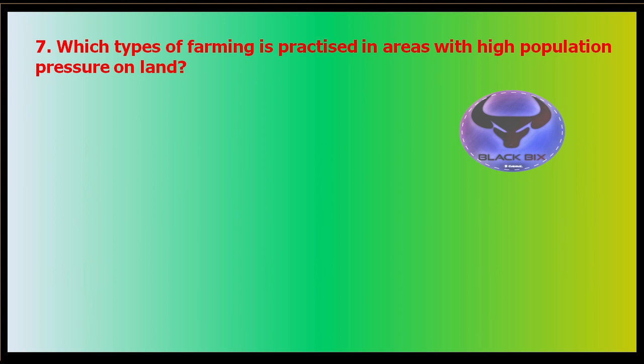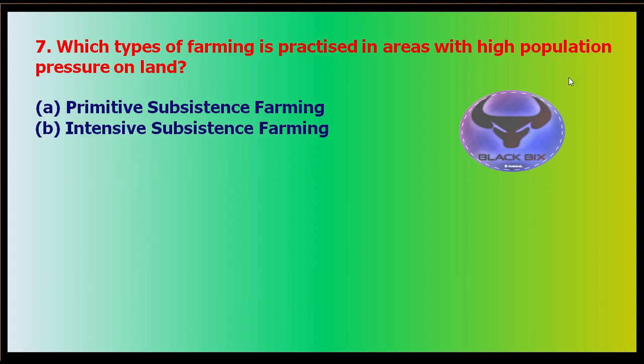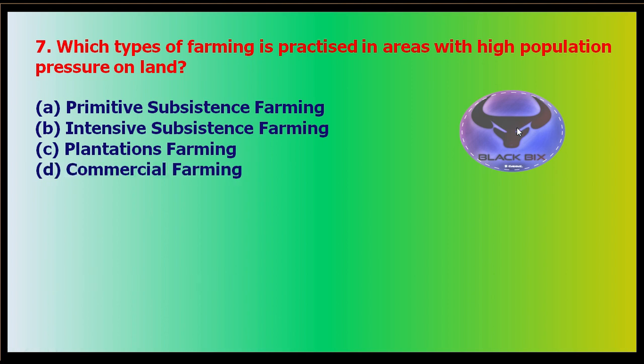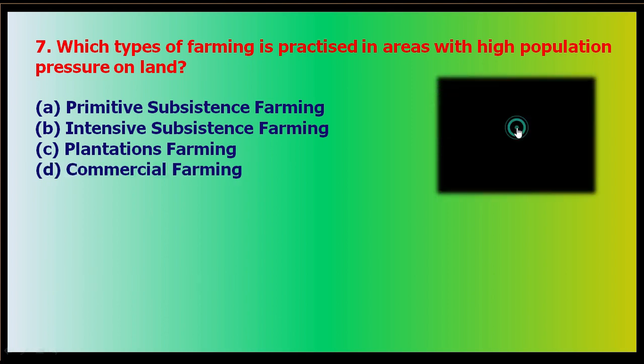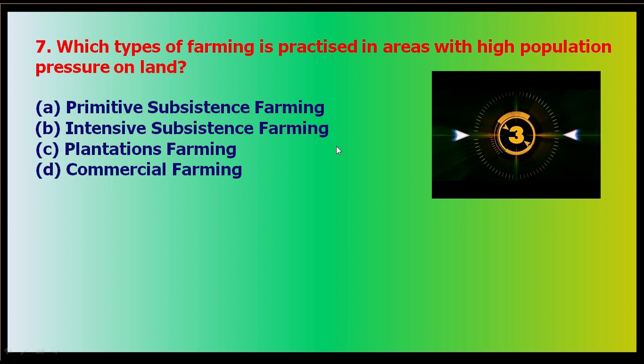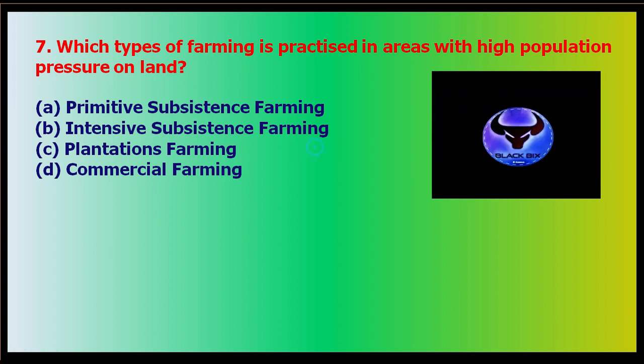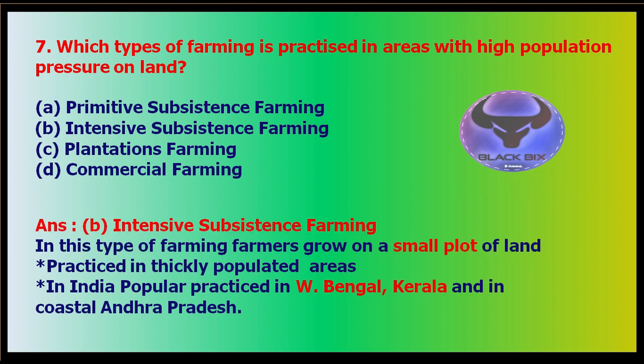Which type of farming is practiced in areas with high population pressure on the land, like in the urban areas? Your options are: A, primitive subsistence farming; B, intensive subsistence farming; C, plantation farming; and D, commercial farming. Okay, time starts now. Which kind of farming is practiced in densely populated areas? And time up. The correct answer is intensive subsistence farming.